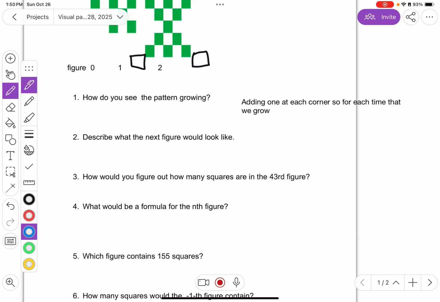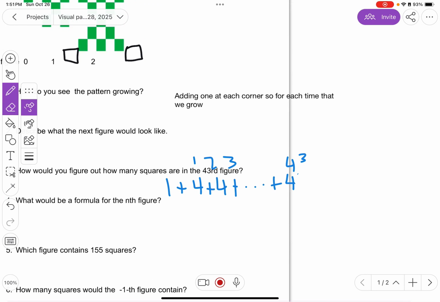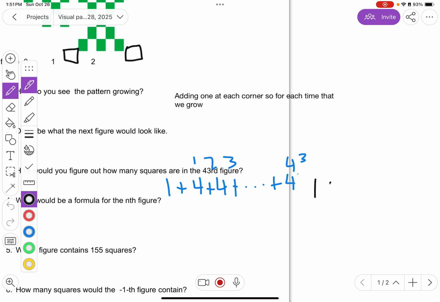You say, well, I have 1 plus 4 plus 4 plus... And I'm going to use this notation to show that it happens a whole bunch of times, right? So how many times does that happen? So in the 43 figures, we have 43 times that we've added plus 4. Okay, so we do that 43 times. So altogether we'd have 1 plus 4 times 43.